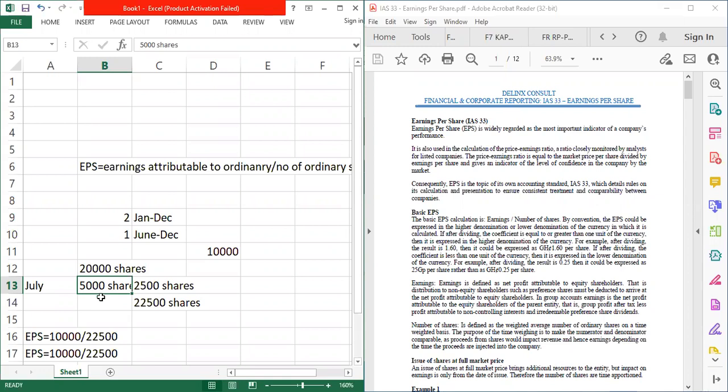Okay. Are you okay now? Yes, sir. So what will be our earnings per share? What figure do we have? 0.444. Okay, earnings per share is always calculated in the lower denomination of the currency. So you change this one to pesos. That is in cents. So change it to pesos by multiplying by 100.